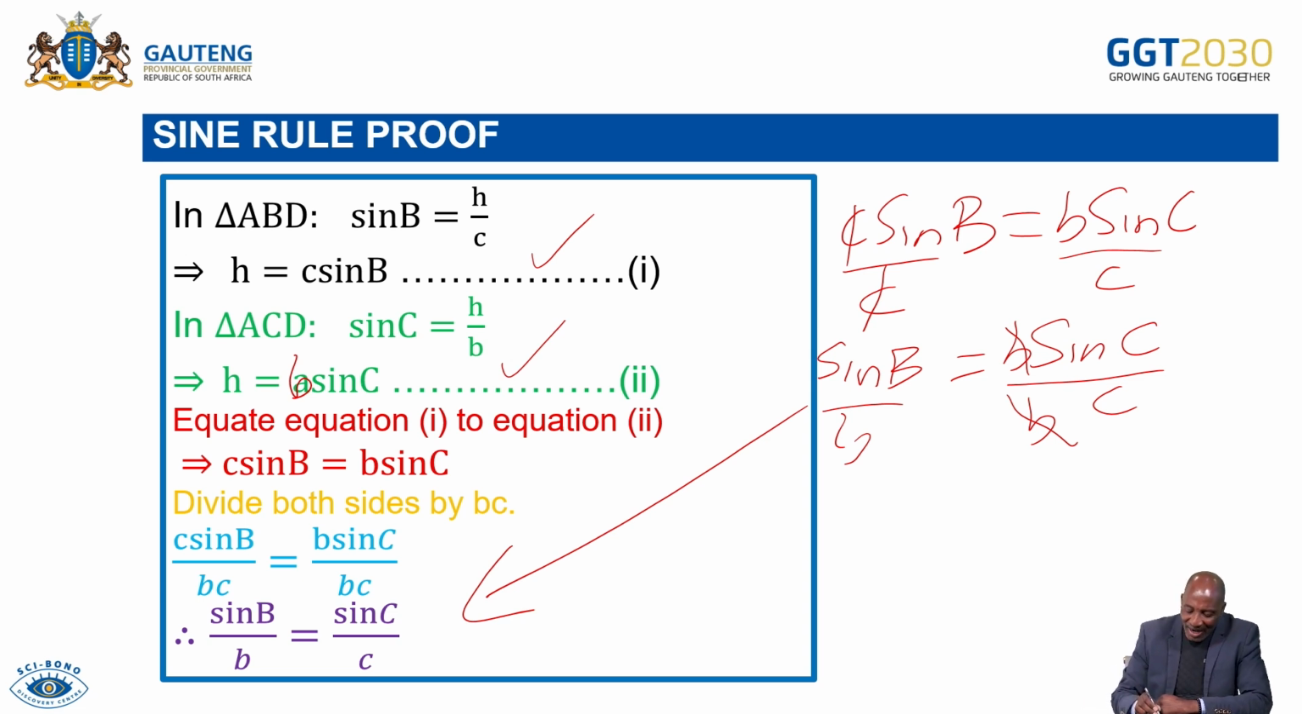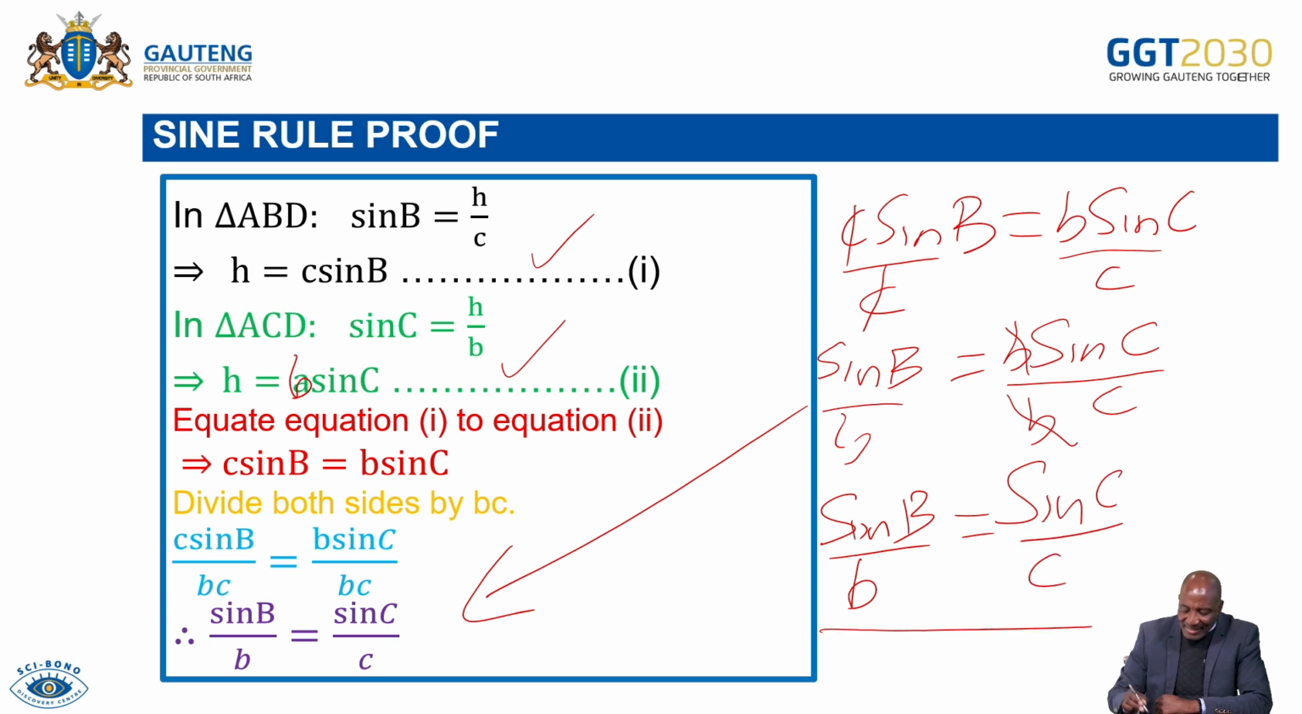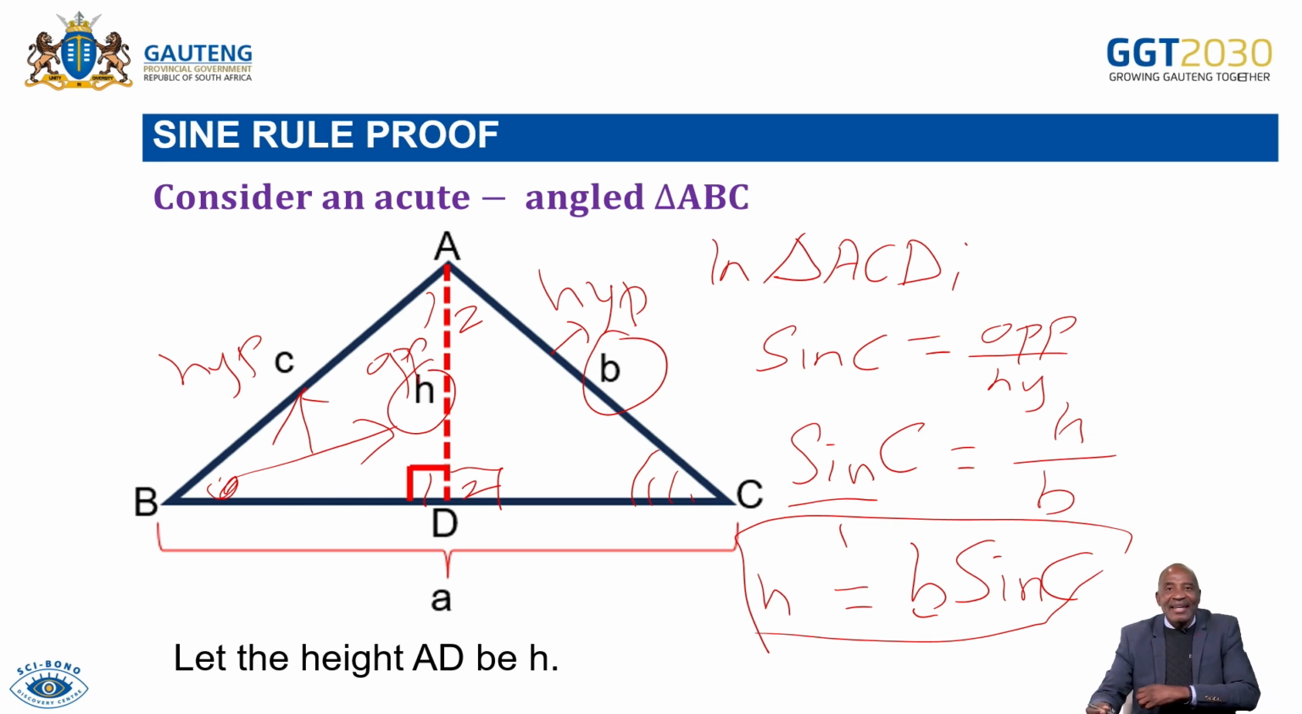At the end of it all, I'm left with sine of B divided by small b is the same as sine of C divided by small c. So I have already established a relationship in this triangle that when you have a non-right angle triangle ABC, the sine of B divided by the corresponding side b will be the same as sine of C divided by the corresponding side c, which will obviously entail that the sine of A will be divided by small a.